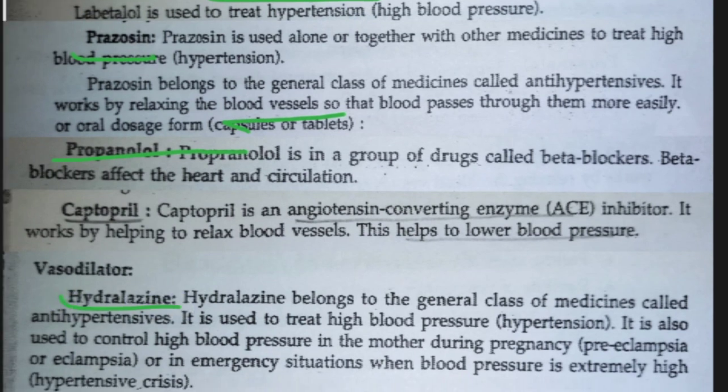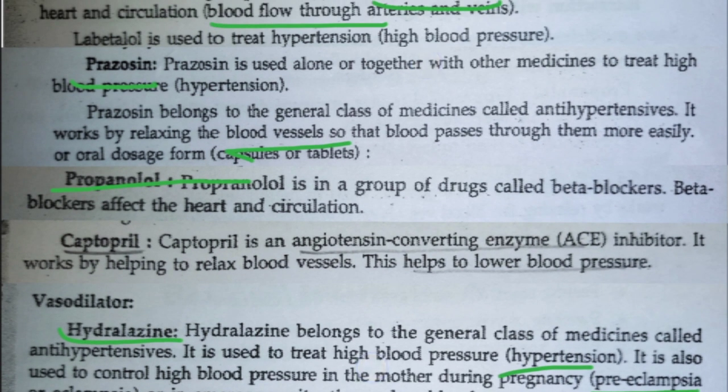Next we have hydralazine. This group of medication helps in reducing the blood pressure mainly in preeclamptic and eclampsia patients, and it is also known as a hypertensive crisis drug. At the time of emergency we will administer this medicine and it will immediately reduce the blood pressure. And these four drugs, that is labetalol, propranolol, prazosin, hydralazine, these four can be given to a pregnant woman.